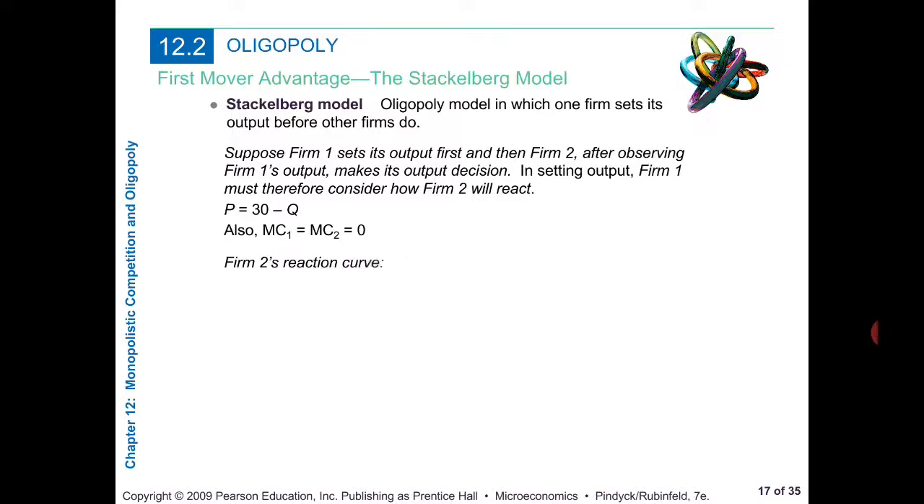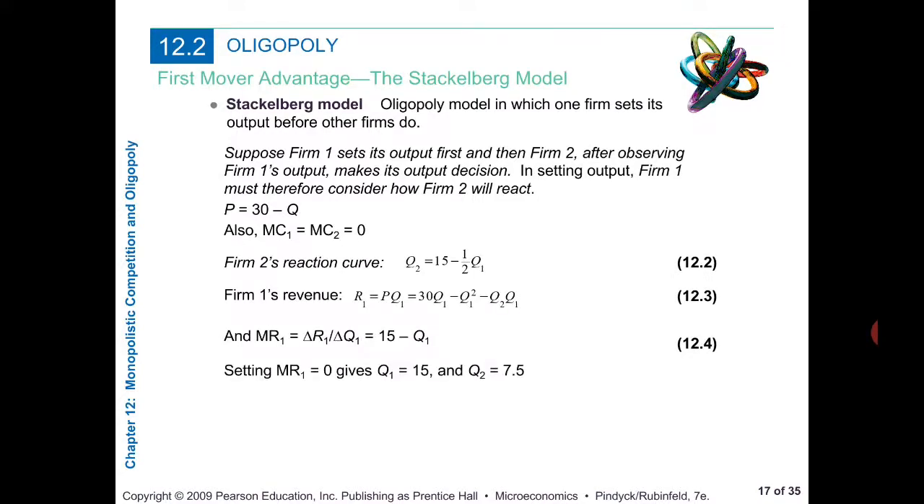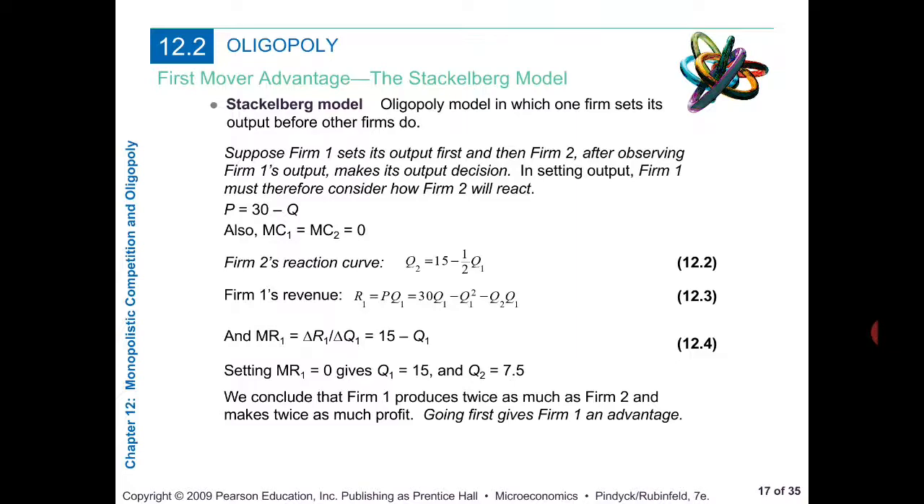All right, the next model is the Stackelberg model, which is a duopoly, meaning there are two firms, but in this case, one firm will act first, and the other firm acts later. That means there's a sequence. They decide on their production level in a sequence.